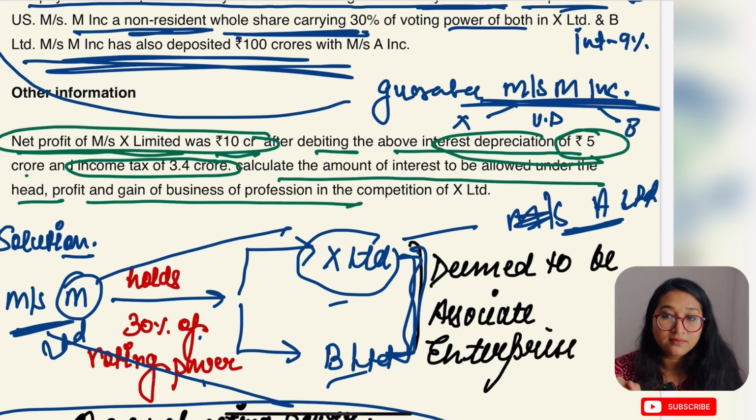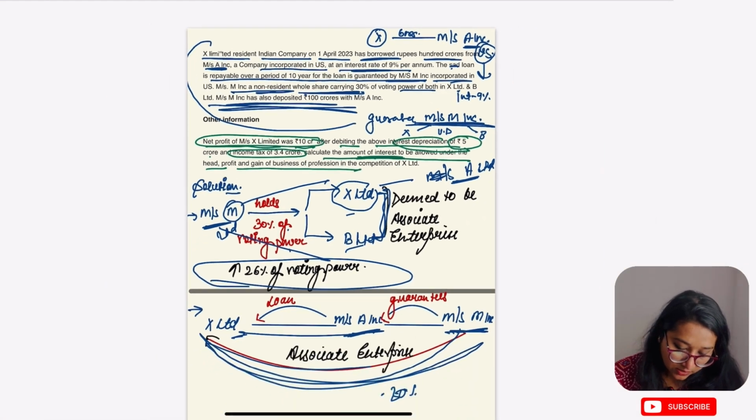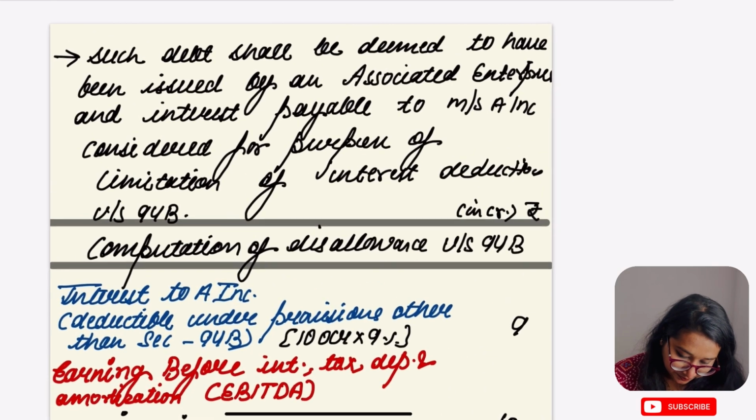Let me tell you, don't get confused about what the question is saying. They are asking to calculate the amount of interest to be allowed, and we also have to calculate the amount of disallowance of interest. So 30% of EBITDA is the limit, and the excess over 30% is going to be disallowed. But what about the remaining? There is one more thing: interest paid or payable, whichever is lower, we are going to take it, and the excess is going to be disallowed. So let's go for the question.